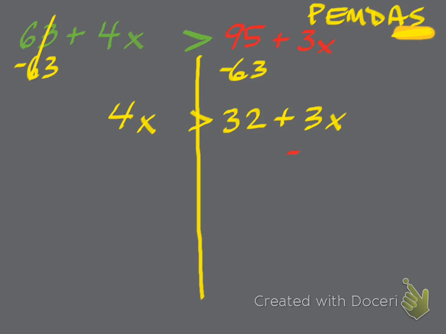Let's get these x's, let's move all these unknown amounts of points over from the right to the left hand side. 3x minus 3x is a 0. And 4 minus 3, 4 things minus 3 things is just one thing. We'll leave off the 1. So now we have 1x is greater than 32.